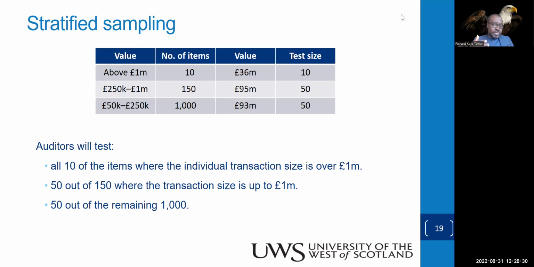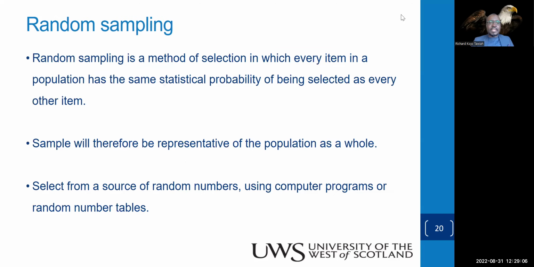And of course, you would like to concentrate on the high value items. Now, items which have values of 50,000 to 250,000, there are 1,000 transactions. It's a lot. You cannot choose all. Of that 1,000 transactions, when you sum them up, it's 93 million, lower than the 150 items which were between 250,000 and 1 million. So I just choose another 50. Then I test overall, out of the 1,160 items, I test how many? 110. Okay, so that's it. That's stratified.